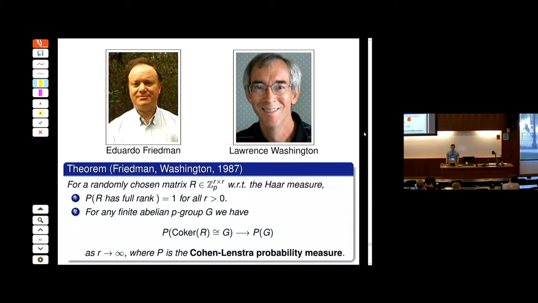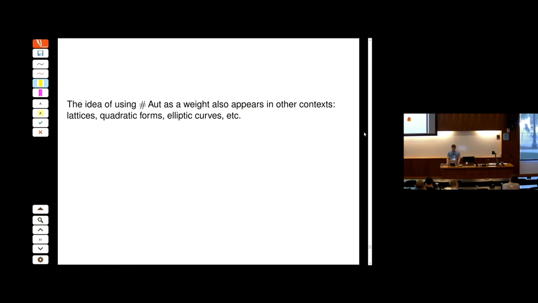But the point is that in this natural way, you actually see the Cohen-Lenstra heuristic appear out of random relations. I think that's very exciting. It turns out that the weight by 1 over the size of the automorphism group has appeared in several instances, not just in these heuristics. When talking about lattices, quadratic forms, and elliptic curves, this measure appears in other places where it makes sense, and you can go a long way by looking at this sort of weight on how often things should appear.